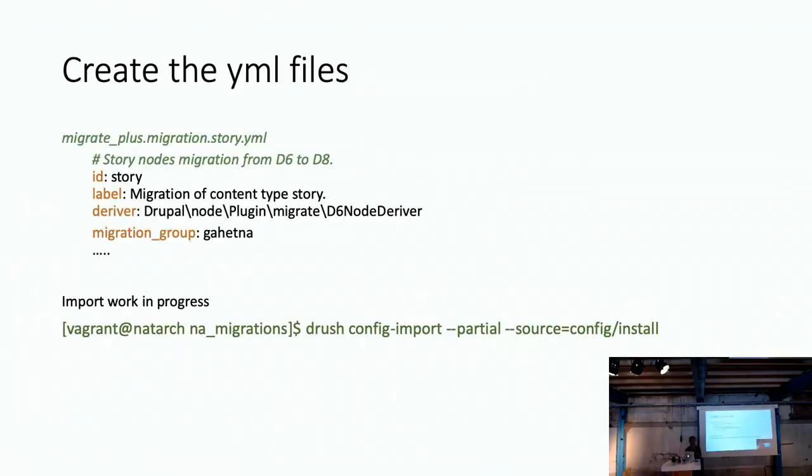First, we have the YAML files. This is an example for the story migration in the migration group Gaat Na. And each time I created or edited the YAML file, you need to import the updated YAML file with drush config:import --partial and the source directory. This way, you do not have to reinstall your module constantly.